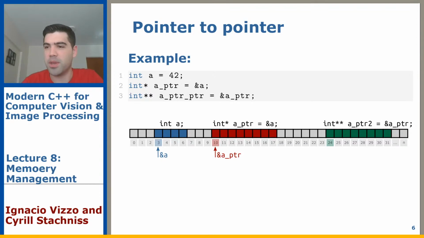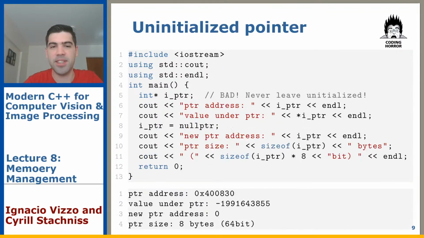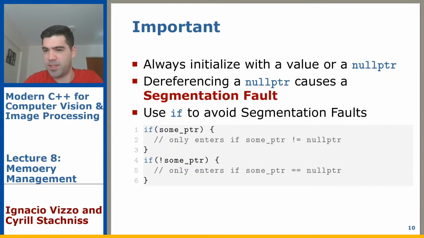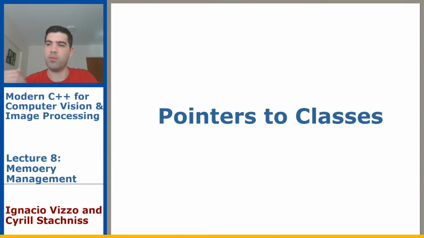So there's another example here where you have a pointer to a pointer, and there are some guidelines here, and that's basically it. So I will skip these raw pointers and we will jump right into pointers to classes.